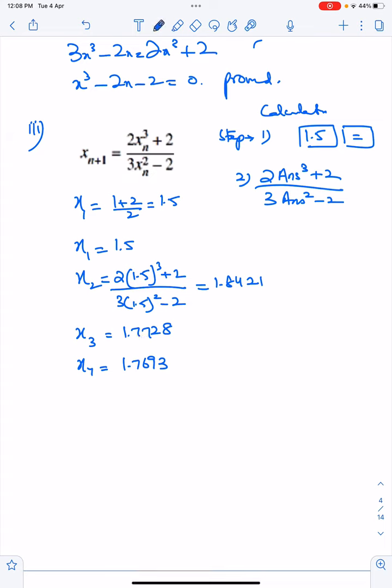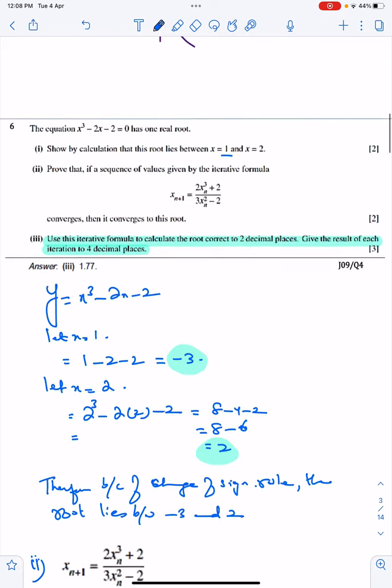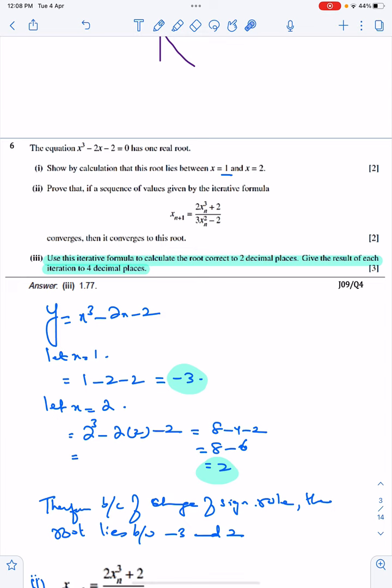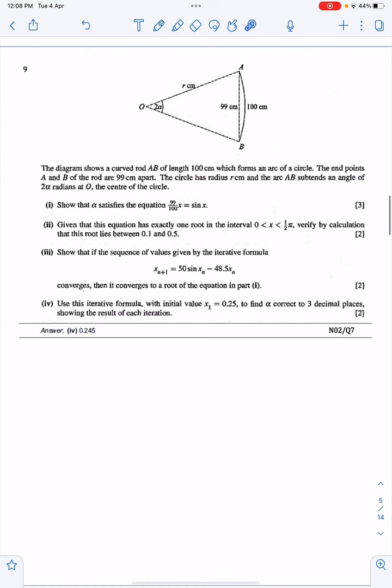Like if I round this off up to 2 decimal places, I am getting 1.77, and if I round this also up to 2 decimal places, I am getting the same answer. That means the root is going to be 1.77, and you notice that this root, which is 1.77, is lying between 1 and 2. Okay, coming on to this question.